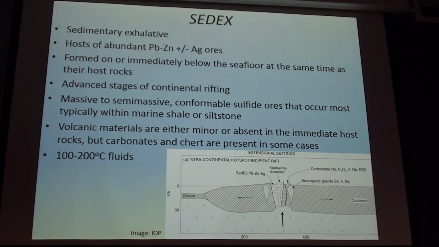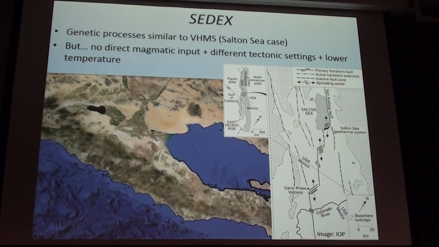So whereas in VHMS deposits we had basically a system developing proximally to a volcanic system, in SEDEX deposits we might have some volcanism going on, but in a distal region, and the deposit forms basically without direct influence of volcanic fluids. And therefore, these are formed at relatively lower temperatures. And an interesting example of SEDEX, which is basically forming these days, is from the Salton Sea.